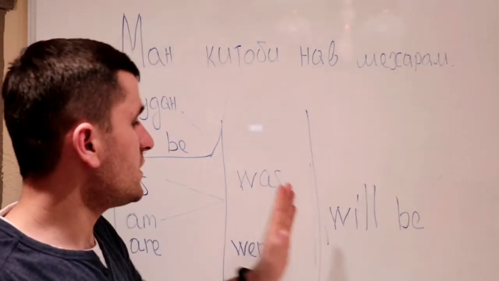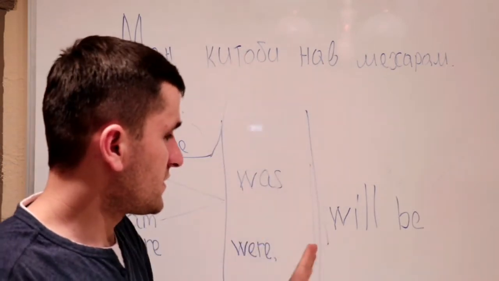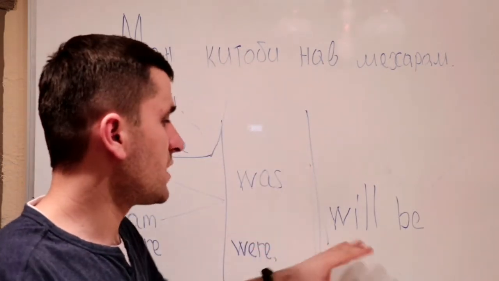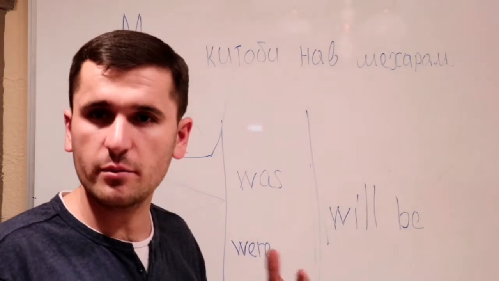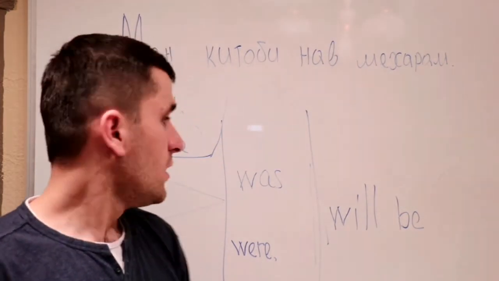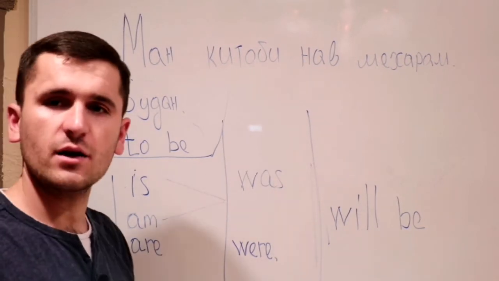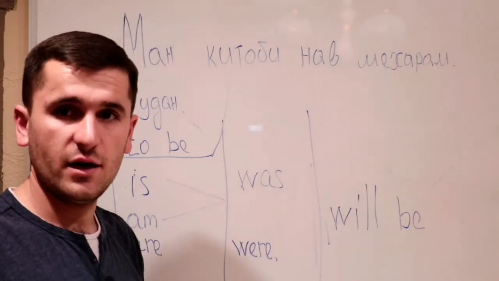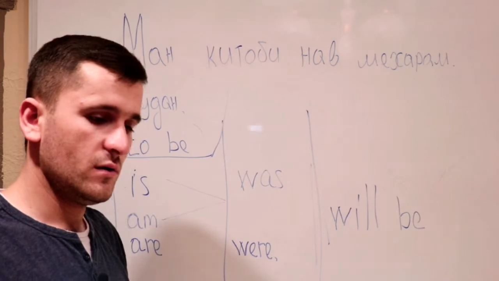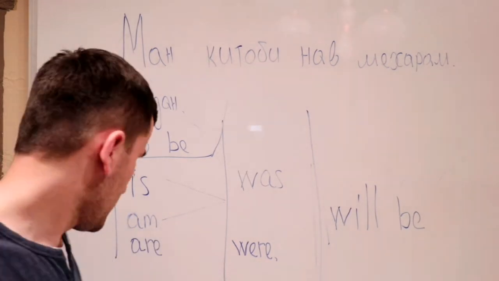So as you see, in the future tense, the verb to be is only one word, will be, and that's all. I hope you understand this. If you have any questions, you can ask. You can write your question under this video.